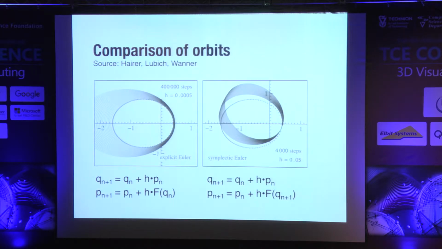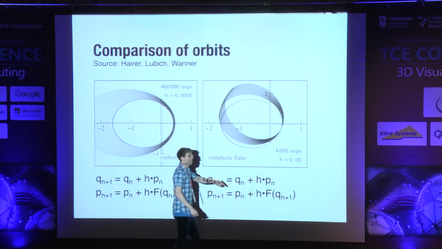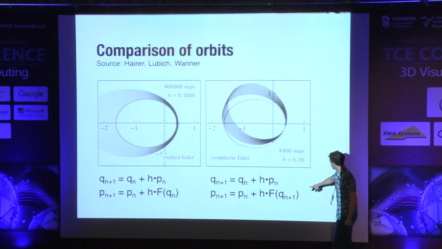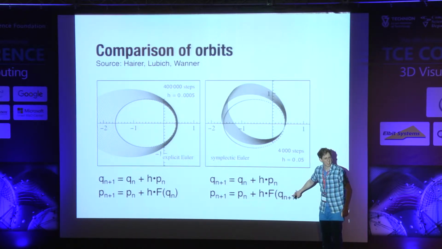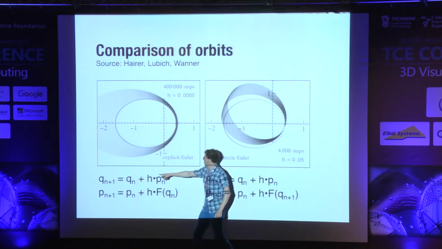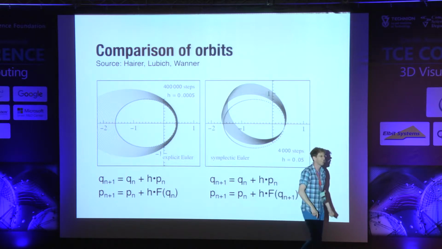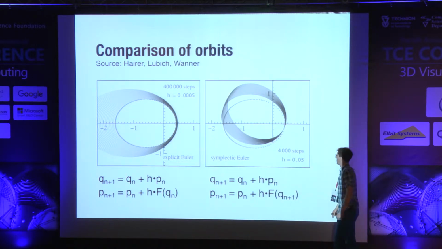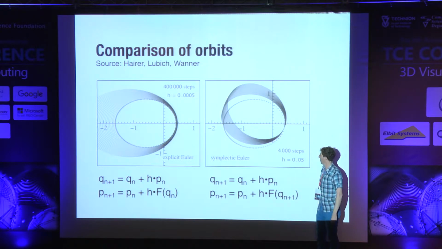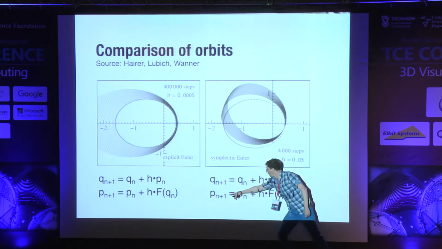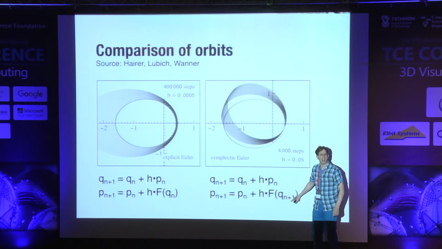The way it differs from explicit Euler, here's explicit Euler on the left. Here's the algorithm we got from Kepler's second law on the right. The only way they differ is where the force is evaluated. In explicit Euler, I update my position based on the old velocity, and then I update the velocity based on evaluation of the force at the old position. Whereas in the Kepler second law, or the symplectic Euler formulation, I again update the position based on the old velocity, but I update the velocity based on the new position.